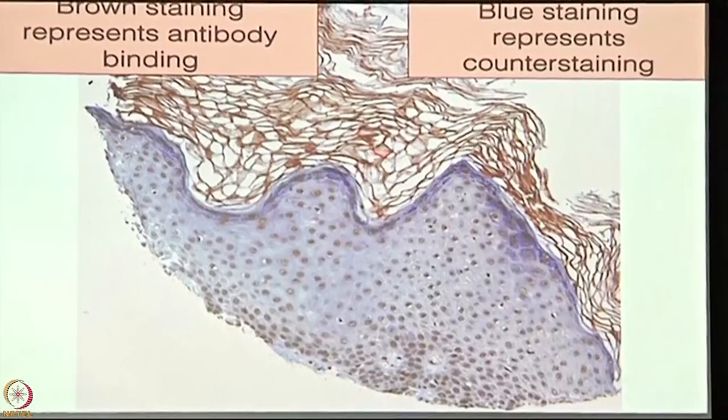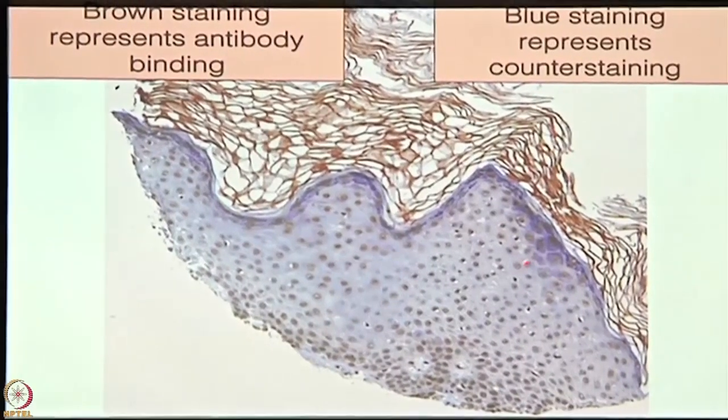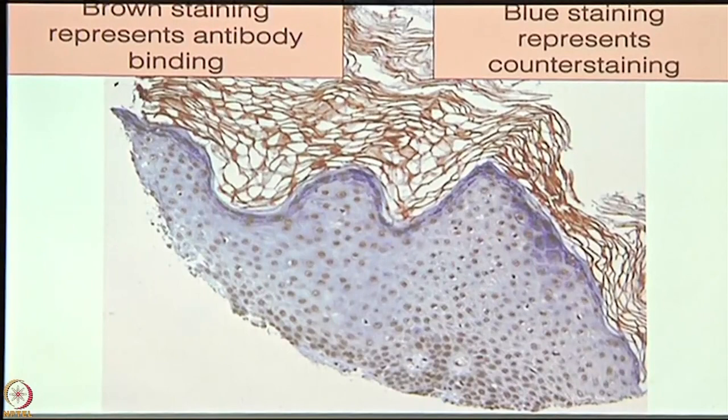So, you see this brown stuff, the brown stuff in the nuclei and the blue stuff. The brown stuff is the stain, that means the antibody is positive. The blue is the counter stain and is put only because it helps us to appreciate the brown better. If you are not careful with the blue and you leave the blue on for a little bit longer, it will mask the brown.